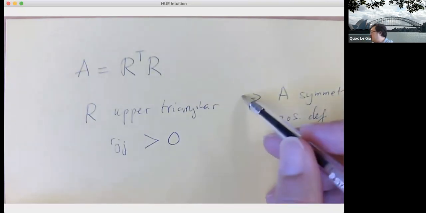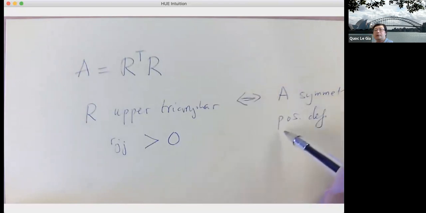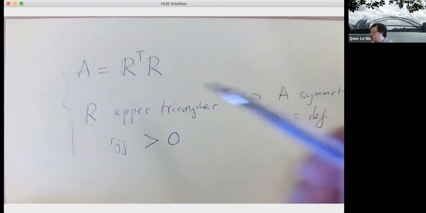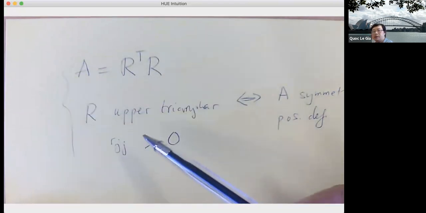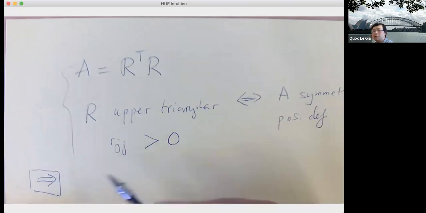So you see, this is if and only if. If it's symmetric positive definite, then you have this condition. And if you have this Cholesky factorization, then it's symmetric positive definite. But now I prove only one way. The other way is not easy, so you can read it in the lecture notes, okay?